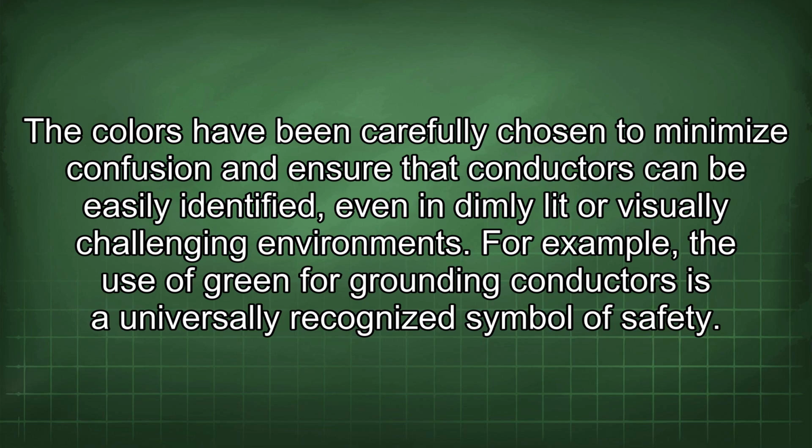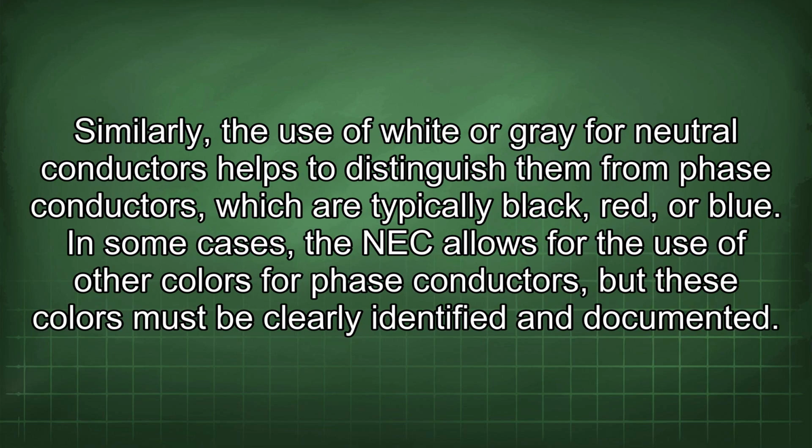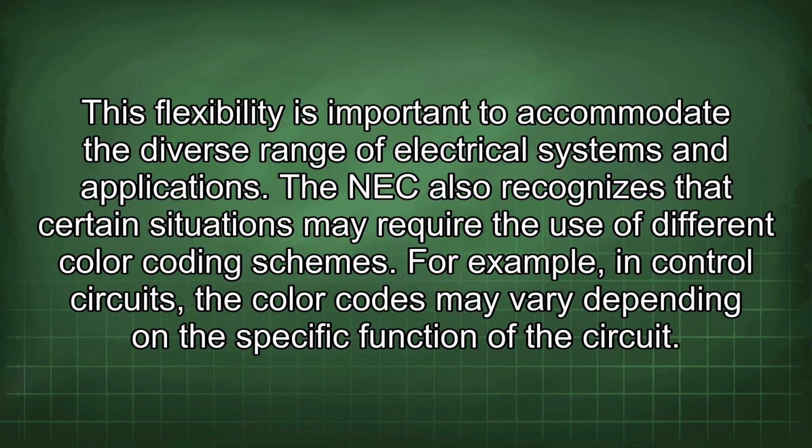For example, the use of green for grounding conductors is a universally recognized symbol of safety. Similarly, the use of white or gray for neutral conductors helps to distinguish them from phase conductors, which are typically black, red, or blue. In some cases, the NEC allows for the use of other colors for phase conductors, but these colors must be clearly identified and documented. This flexibility is important to accommodate the diverse range of electrical systems and applications.